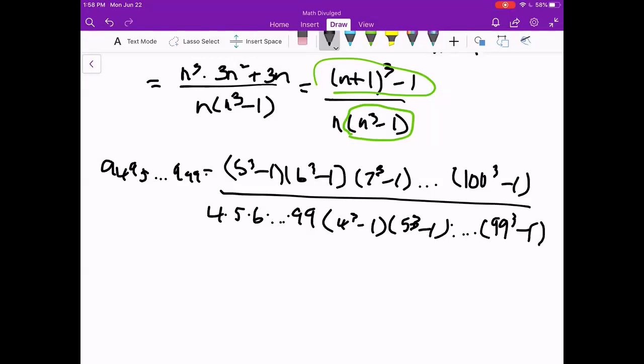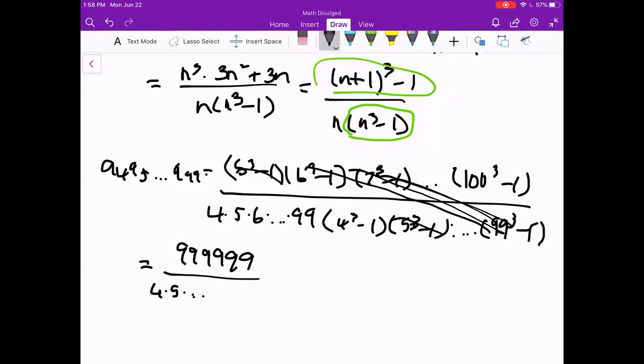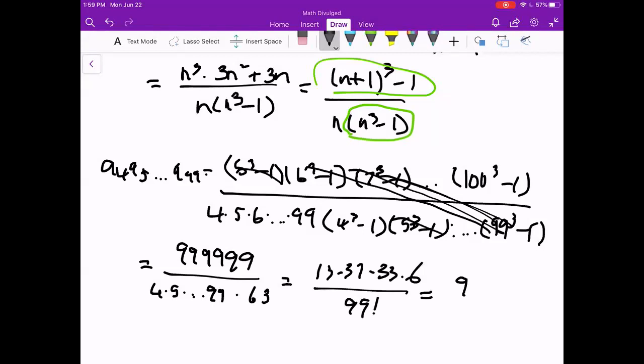So you'll see that these terms all cancel. And in the end, we're just left with 100 cubed minus 1, which is 999999, divided by 4 times 5 times all the way to 99 times 4 cubed minus 1, which is 63. I'll go ahead and spare you the calculations, but this is essentially equal to 13 times 37 times 33 times 6 divided by 99 factorial. And then we can also cancel out the 99 to give us 962 over 98 factorial. This is the expression which has n as small as possible. So the problem is asking us for the numerator of this, and that is just 962. So our final answer is 962.